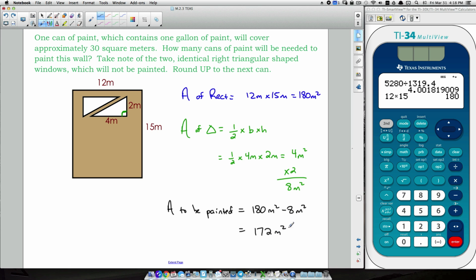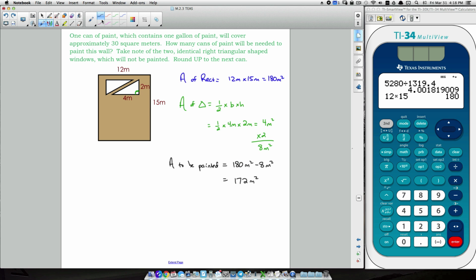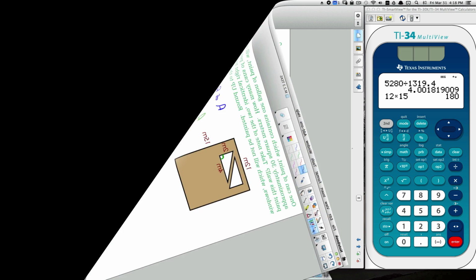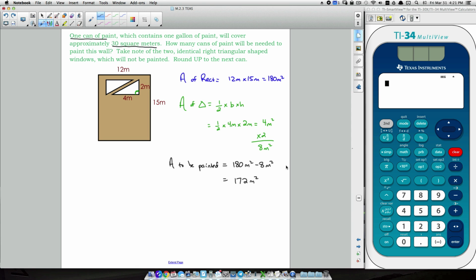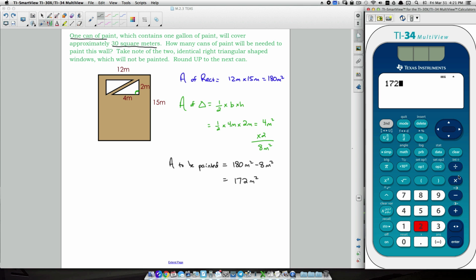All right. So how many cans of paint do we need? Well, let's just figure this out. One way you can do it is you can just divide by 30 and you're done. And let me go ahead and show that to you. We take the 172 and we can divide by 30 because we have 172 square meters. We can divide it up into 30 square meter sections, if you will, and that's going to tell us how many cans we need. So 6 cans of paint.